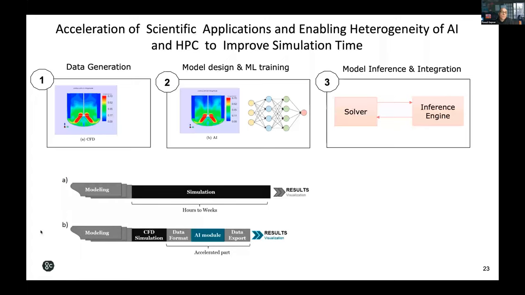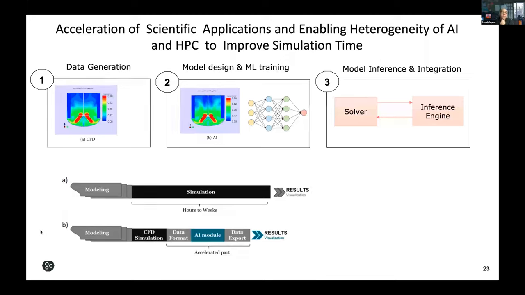So this graph on the bottom of the slide explains how we would like to replace typical simulation time with our combination of the accelerated part: we take the data from the classical simulation, reformat it, build the model, apply the model with inference, and export the data back to our classical simulation, and we are able to achieve our result much faster than in the classical way.